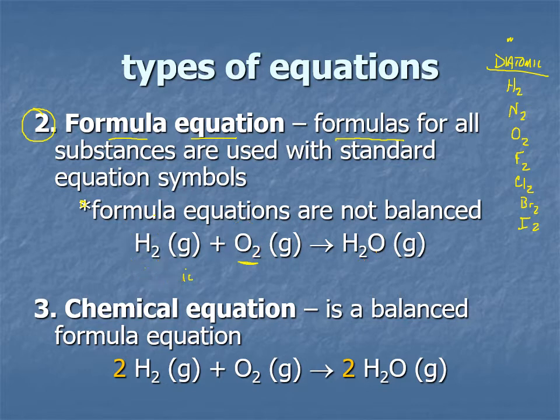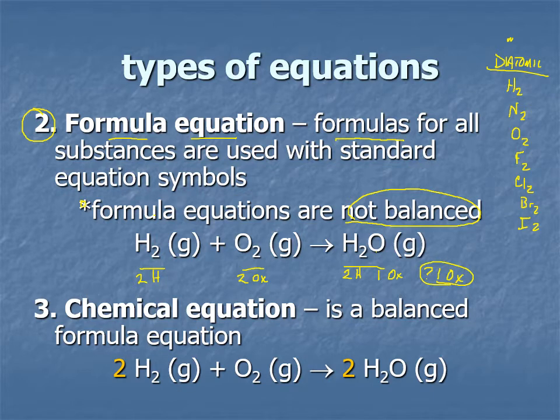All right, so let me erase a little bit of this just to clean it up. Okay, so a formula equation, we have hydrogen combining with oxygen to produce water. The formulas are all there, and they are all correct. But this is not balanced. What does that mean by not balanced? Well, let's count our atoms. Over here, I have 2 hydrogens and 2 oxygens. When they combine together, I have 2 hydrogens in water, but only 1 oxygen in water. Where did my 1 missing oxygen go?